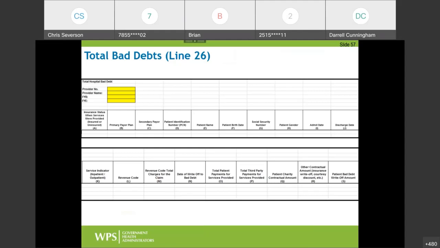The whole point is we only want to subject charges to the cost charge ratio. We don't want to subject deductibles and co-insurance to that.